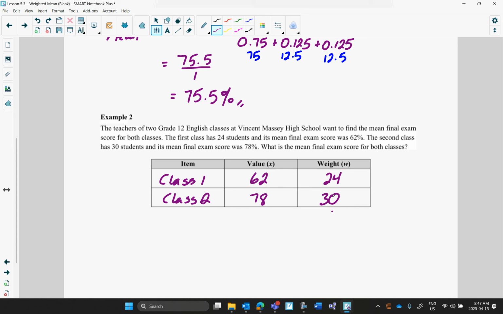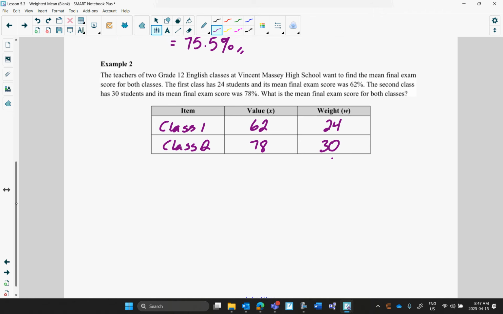So one would think if you just add those 2 up and divide by 2, you get 70. But that's not right because this class carries more weight, and because the class with the higher average carries more weight, that weighted mean will be higher than 70. If this class was bigger, then it would be lower than 70. Well, let's find out what it is.